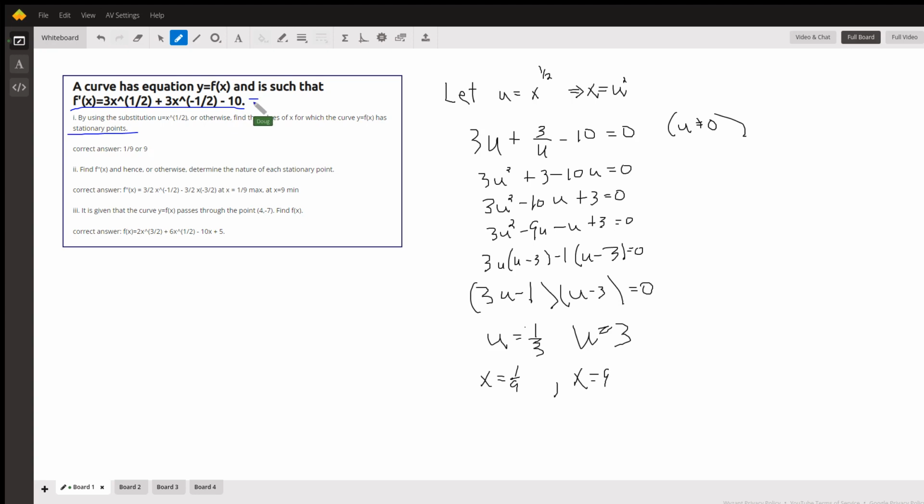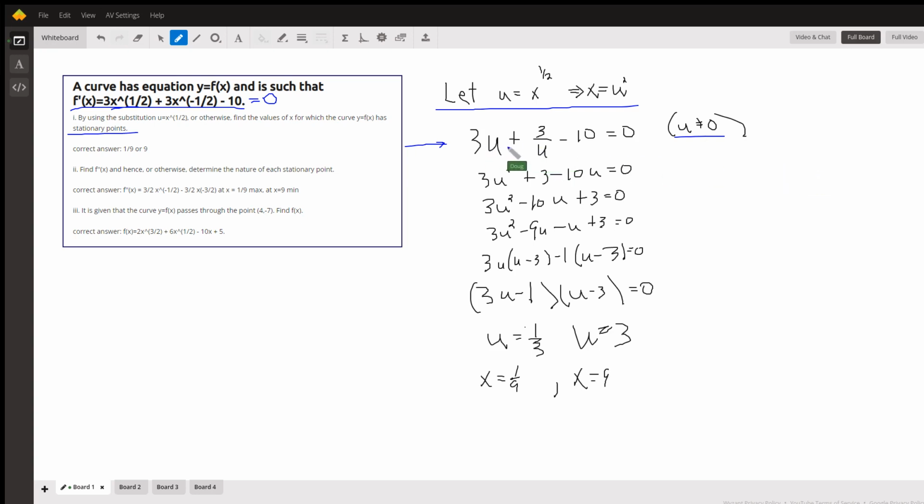Now we could just set this equal to 0 and solve it that way, but they're suggesting letting u equal x to the 1/2 so it's easier to see how to solve the resulting equation. So if we let u equal x to the 1/2, that later on is going to imply that x equals u squared. And here's what we get after the substitution. And we make note of the fact that when we solve that equation, u cannot equal 0.